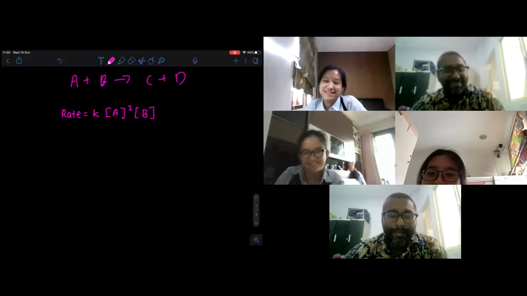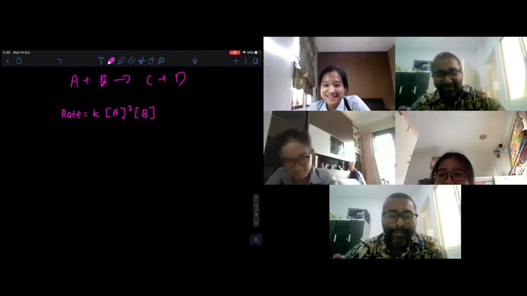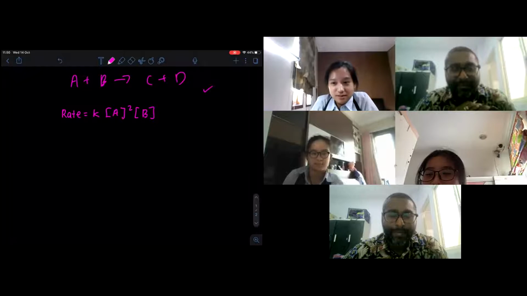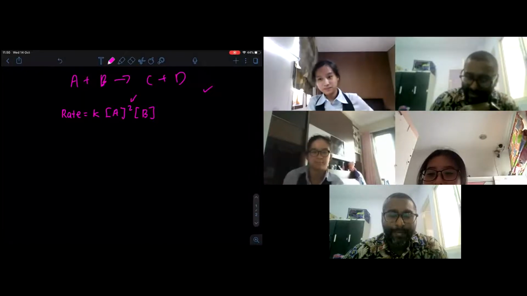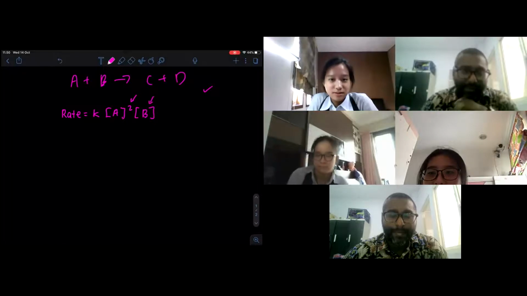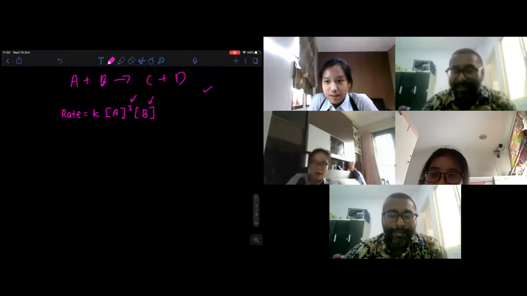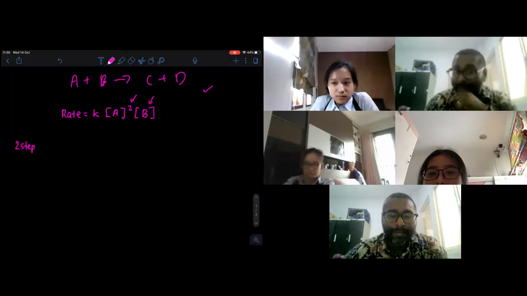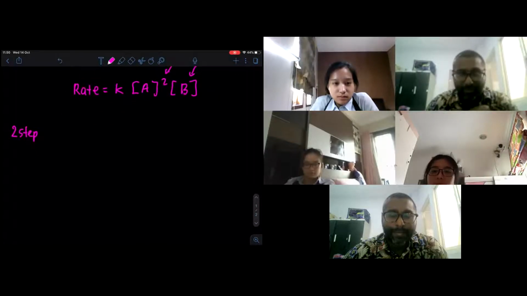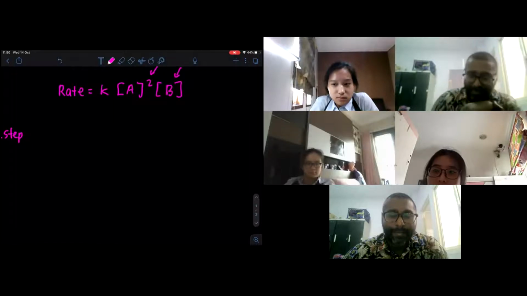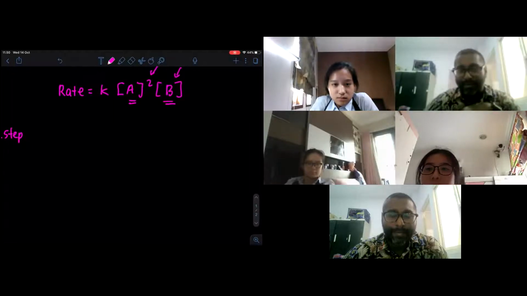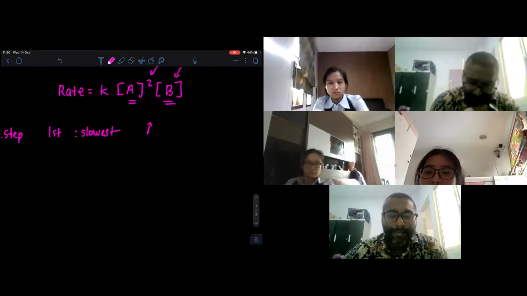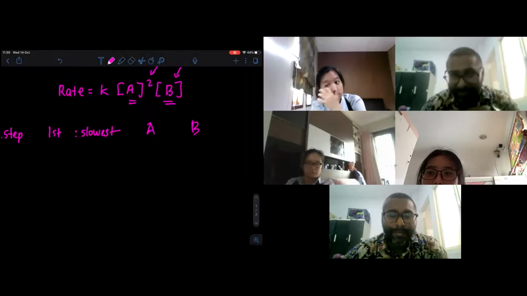Okay, I'm muted. So anyway, basically let's say for example, you have this equation A plus B to give you C plus D. And then they mentioned the rate equation is K equals to this, second order towards A, first order towards B, for example. So they said come up with a suggested 2-step reaction. Since there is A and B in the rate equation, my first step, which is going to be my slowest step, must have A, must have B. That is for certain.